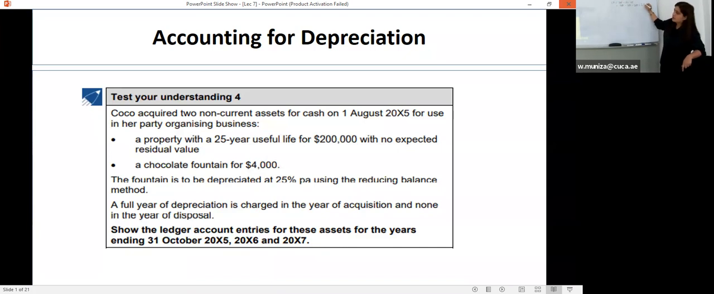That is how much? 25. How much is it? 25%. So how much will be the depreciation for the second year? 3,000 multiplied by 25%. 750.